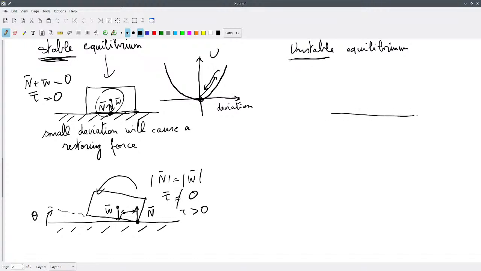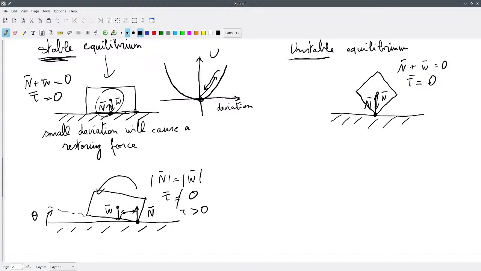Now, there's another situation that we can draw that is an equilibrium. That is if I put the box exactly on one corner such that the weight is pointing down here and the normal force, which is now a point contact force, is exactly along the line that goes through the center of mass. So again here, the normal force plus the weight will be equal to 0, and the torque will be equal to 0 as well. So this is an equilibrium as well.